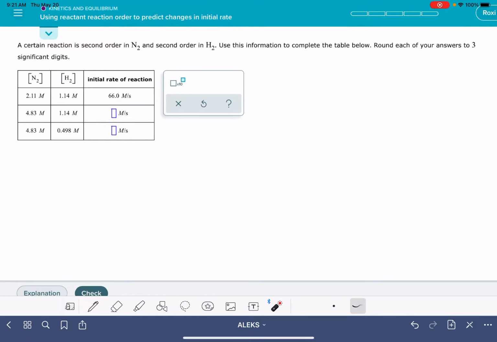In this video, I'll show you how to solve the ALEKS problem called using reactant reaction order to predict changes in reactant rate. So for this problem, it's going to give us some information about the rate law for the reaction. It's telling us that this reaction is second order in N2 and second order in H2. From that information, we can write a rate law. Rate equals K N2 squared H2 squared.